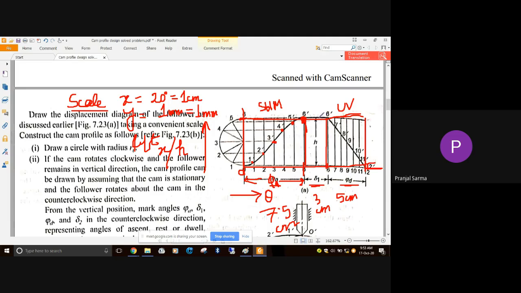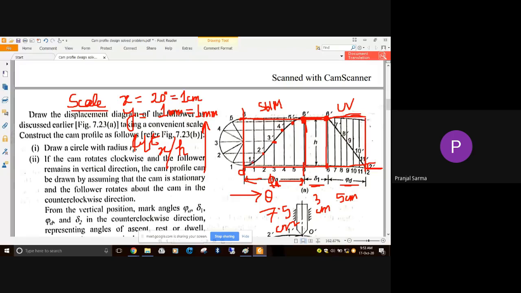Similarly, during the dwell we don't have to divide anything, because during the dwell there is no movement. Whatever this location is, from this location there will not be any movement. So throughout the dwell it will be something like this. At the end of the dwell, or at the start of the descent stroke, this is the initial position and we are falling down, that is the descent stroke.